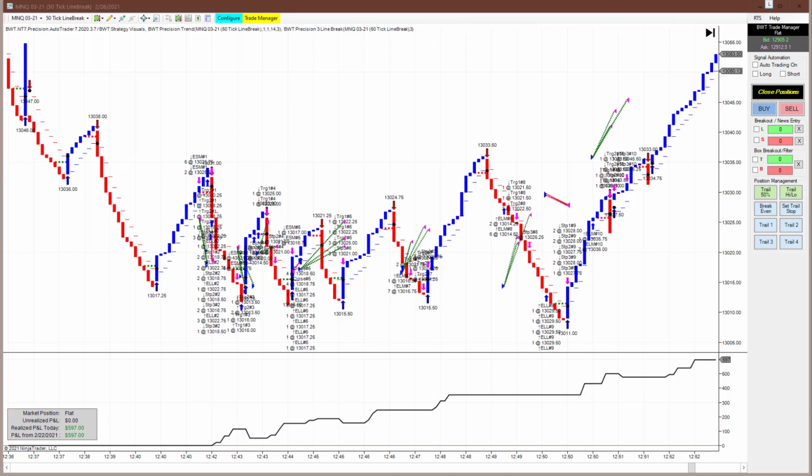I'm starting to realize the power of the micros with the ability to scale out of positions. I've been showing this 50-tick line break chart for quite a while. This is the end result here. I have a live recording of these trades going off, and that's going to follow this video.